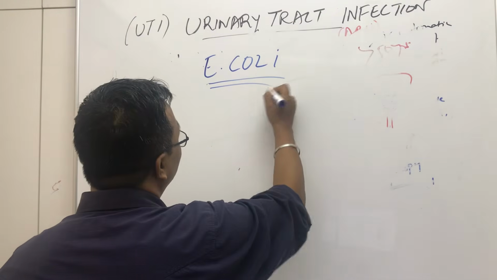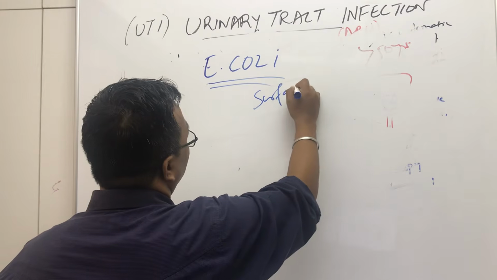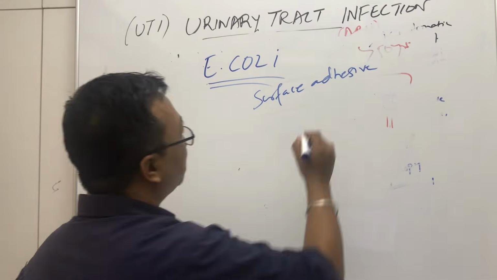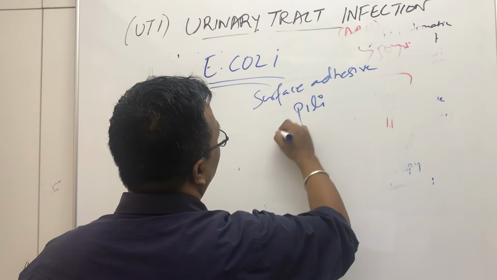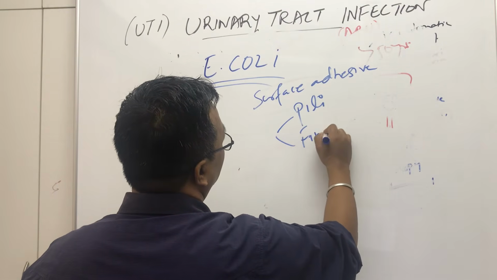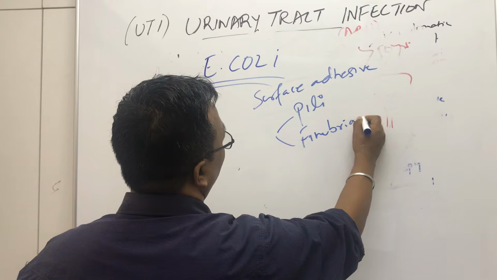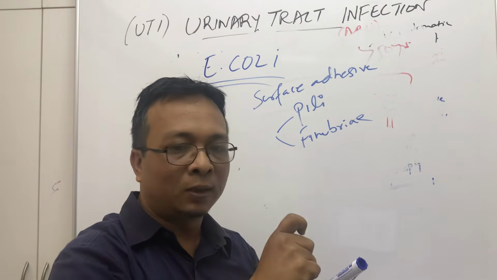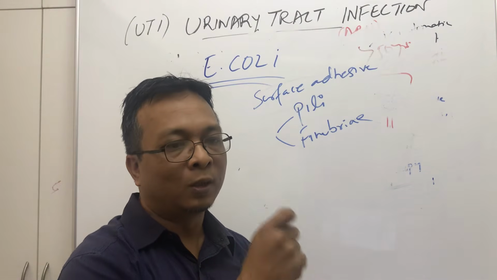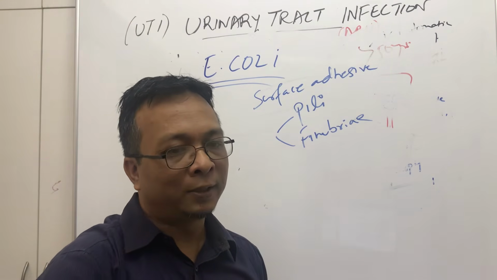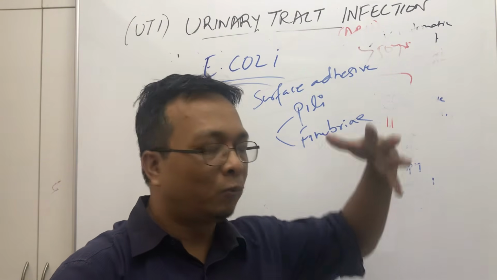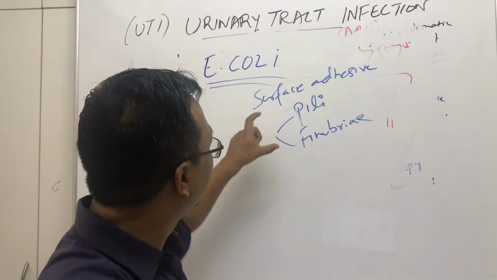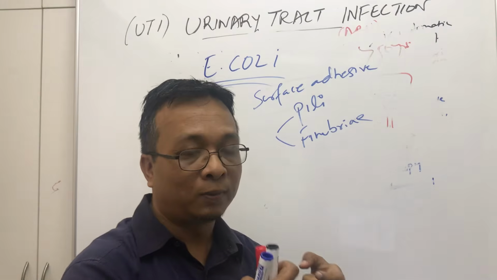They have some adhesive proteins, surface adhesive proteins like pili and fimbriae. Because of these qualities, E. coli bacteria can adhere to the urinary tract. They can hold to the bladder and the urinary tract so firmly that even the flushing urine cannot wash them away most of the time. They are attached so firmly.